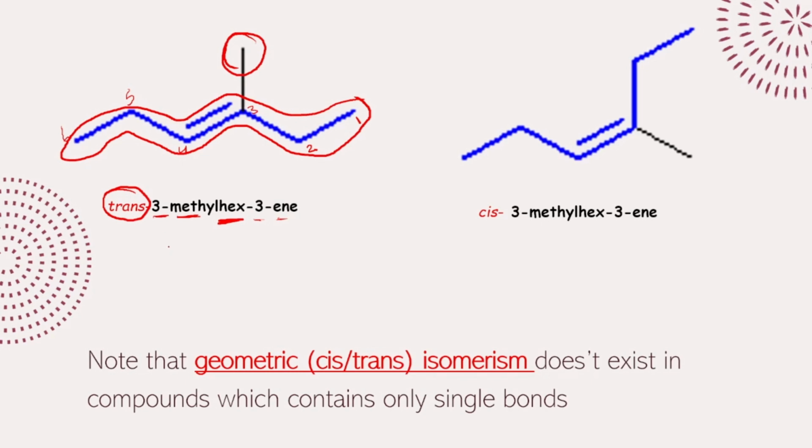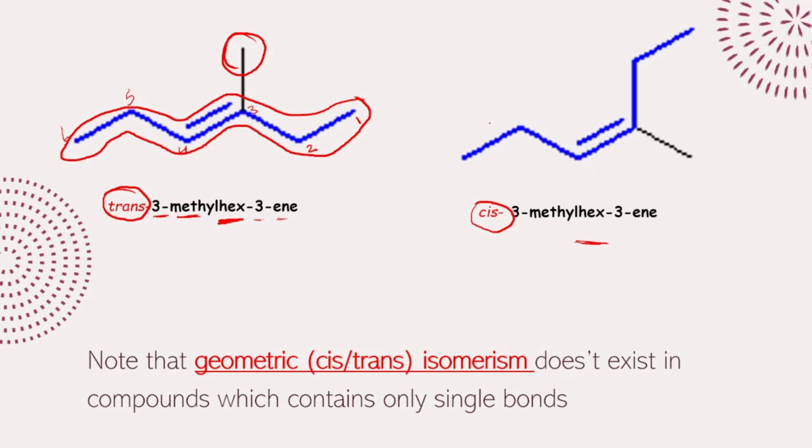Let's now focus on giving the compound an IUPAC name, and then we will explain what trans is, what cis is, and so on. Okay, so let's go to this second example.